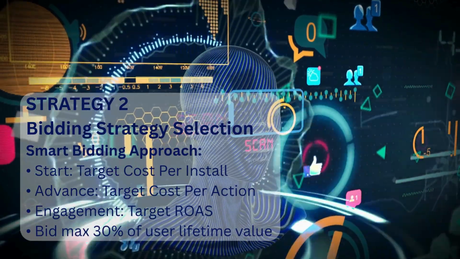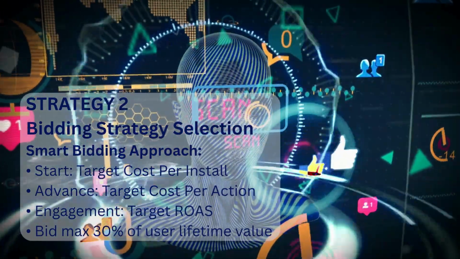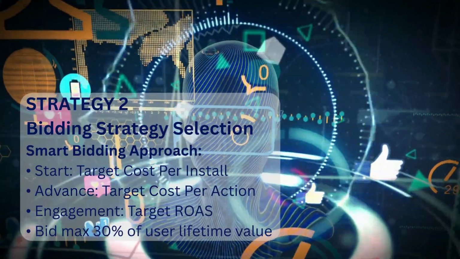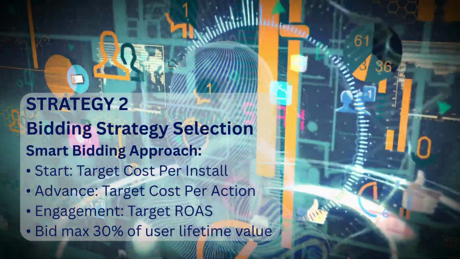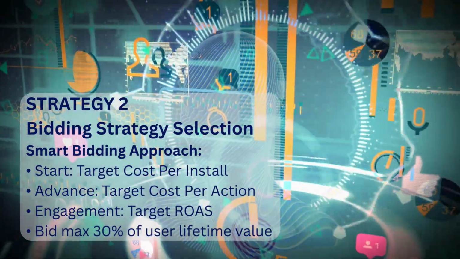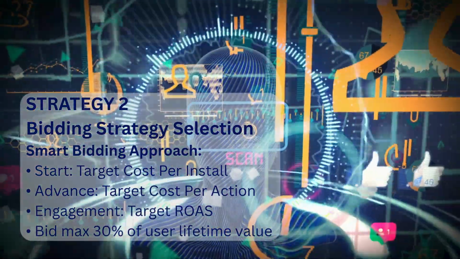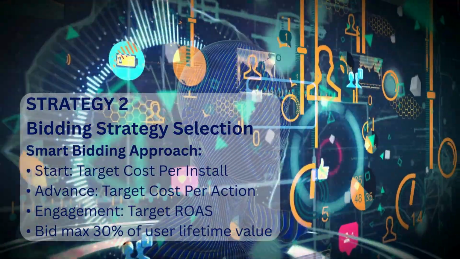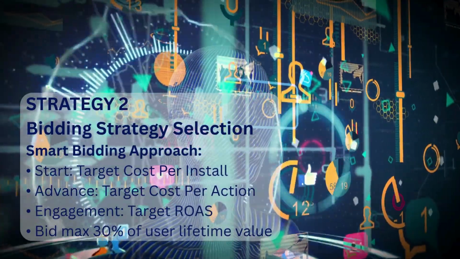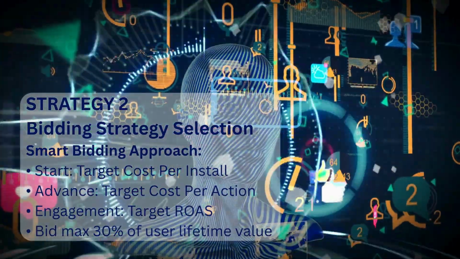Strategy 2. Bidding strategy selection. Start with target cost per install for predictable costs, then transition to target cost per action once you have sufficient conversion data. For engagement campaigns, use target return on ad spend to focus on high-value users. Set realistic targets based on your app's lifetime value. Don't bid more than 30% of your users' worth.